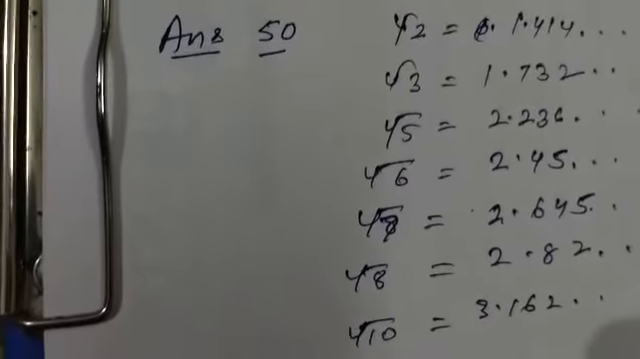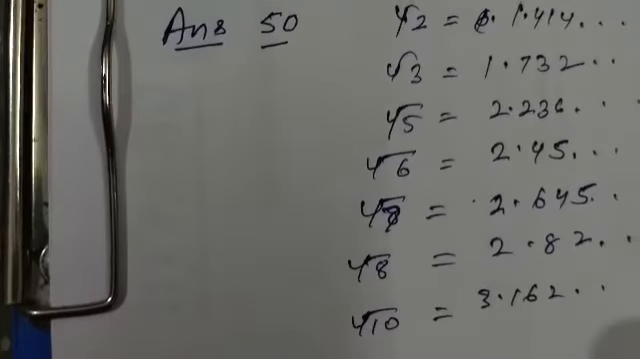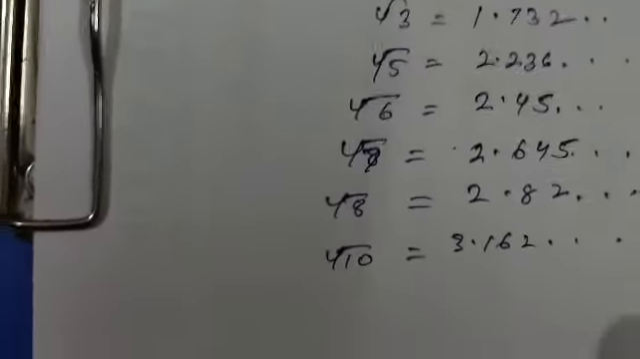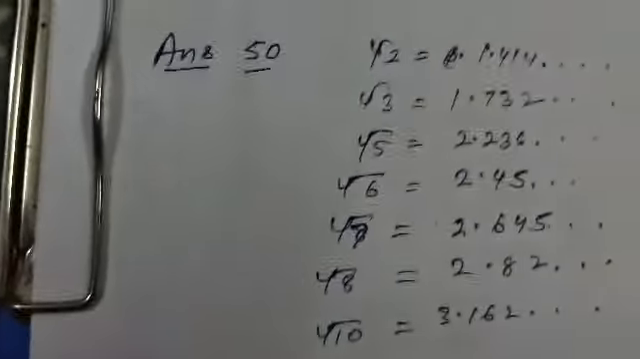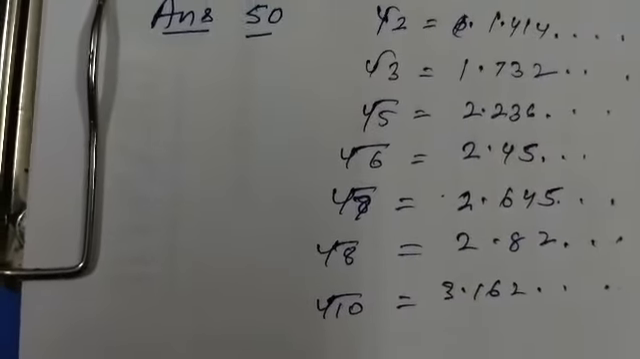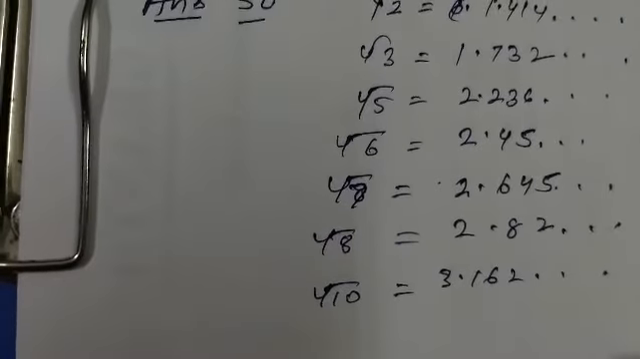First of all, you should know the values. Root 2 equals 1.414, root 3 equals 1.732, root 5 equals 2.236, root 6 equals 2.45, root 7 equals 2.645, root 8 equals 2.82, root 10 equals 3.162. Clear? Now you know the values.